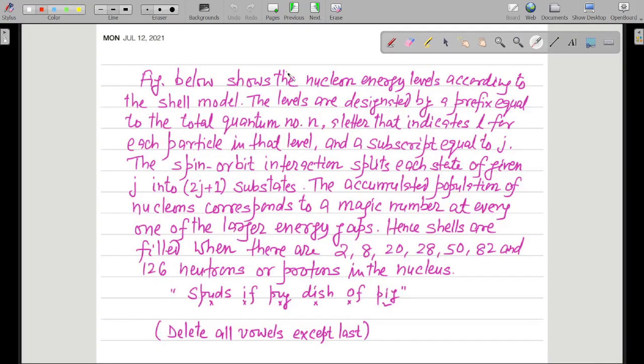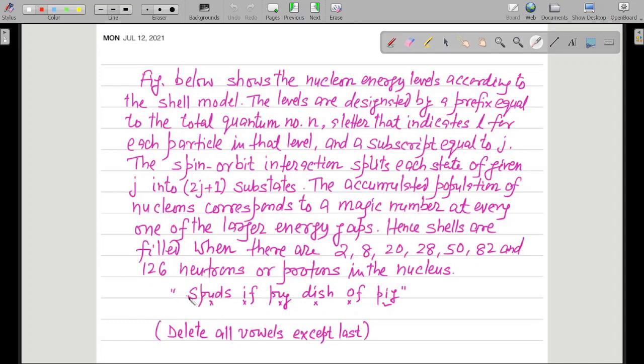So where we were? We were over here. The accumulated population of nucleons corresponds to a magic number at every one of the larger energy gaps. Hence shells are filled when there are 2, 8, 20, 28, 50, 82 and 126 neutrons or protons in the nucleus. So these are the magic numbers. Shells are completely filled, so there is extra stability in such nuclei. Okay, so such is the situation.